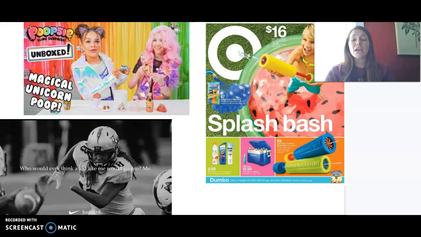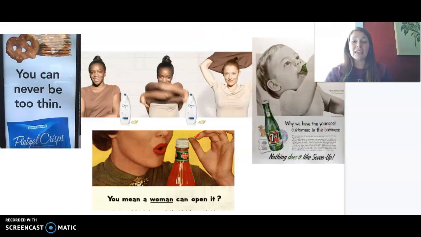Now, the next thing we're going to look at is negative advertisements. And these are ones that are considered offensive or rude. So I want to show you a few examples of those. The first one you see is a pretzel advertisement, and it says, "You can never be too thin."